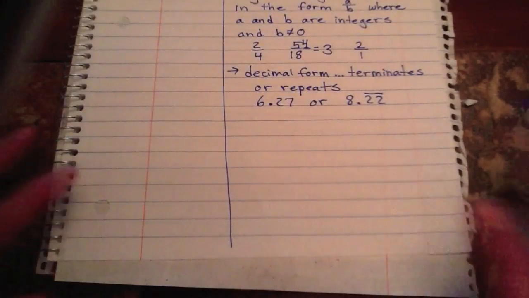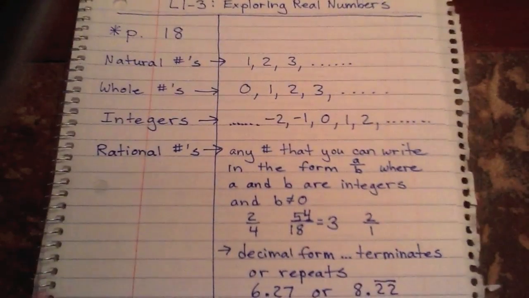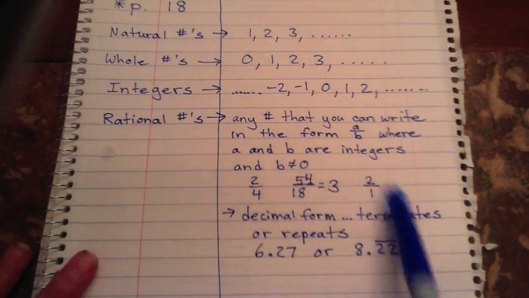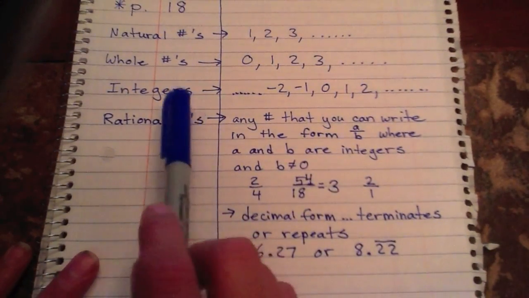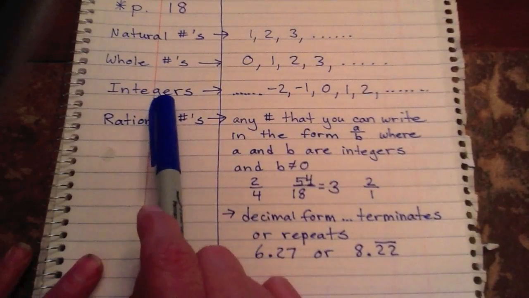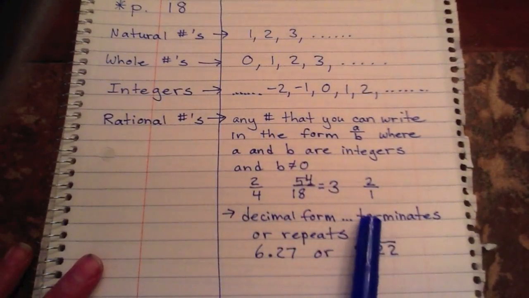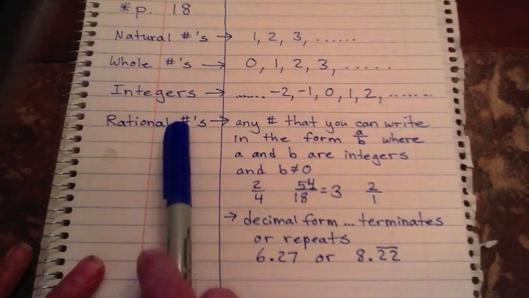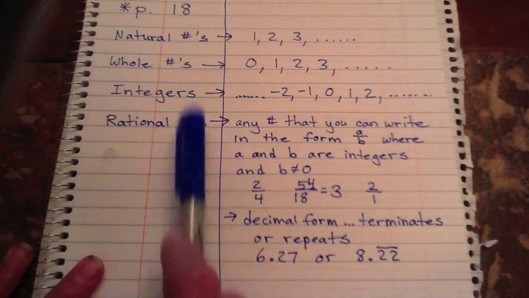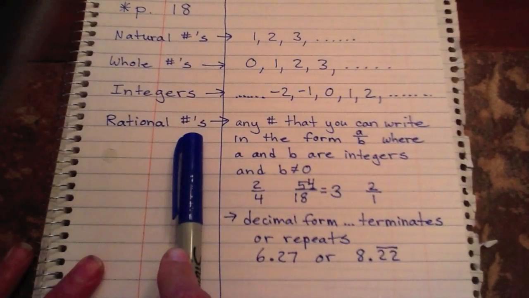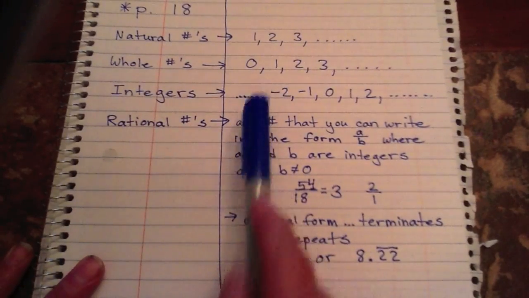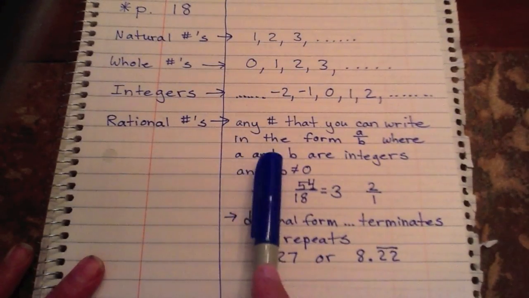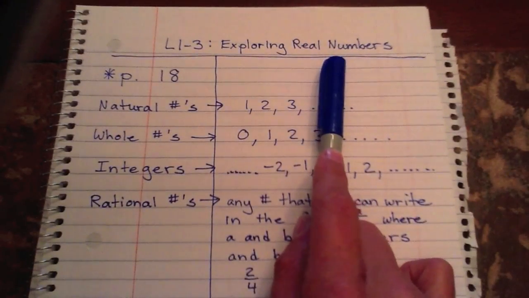If we were to look at what we have so far, all rational numbers can fit into the category of natural numbers, whole numbers, or integers, depending on what that is. So integers are a rational number, whole numbers are a rational number, and natural numbers are a rational number. These 3 types of numbers all fit under rational numbers, and rational numbers fit under real numbers.